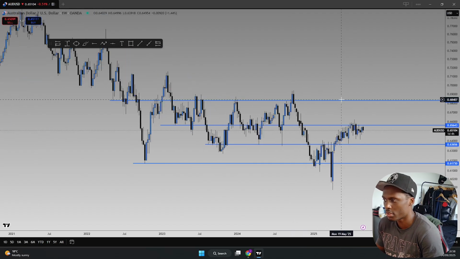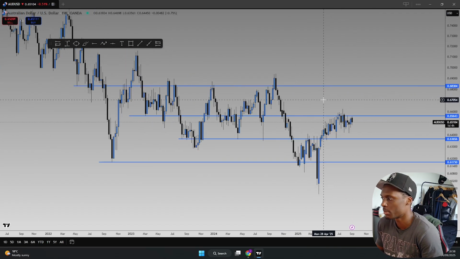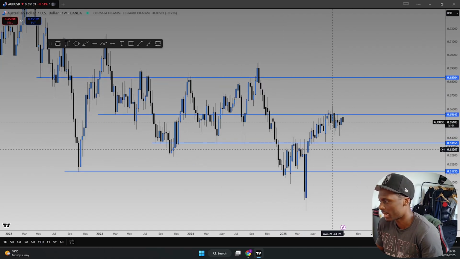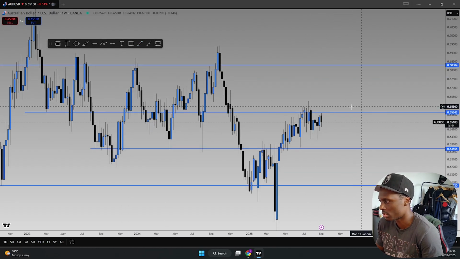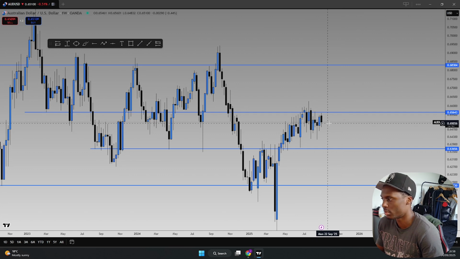We don't need to overcrowd the chart. Keep it as clean as possible and as clear as possible. That's literally all I need now from the weekly. So I can see from hitting the support, price broke out, retested there, and now we're struggling. We're currently consolidating kind of, and we're struggling to break out of this resistance. So that's literally all I need on the weekly.